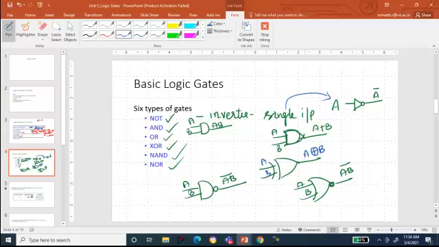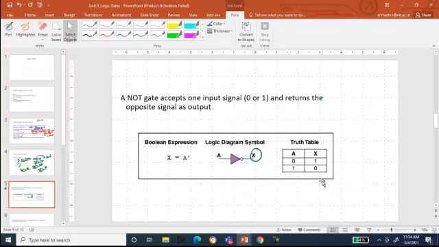And similarly, NOR is nothing but the inversion of your OR. So I will put a bubble at the output. Let us see in detail.